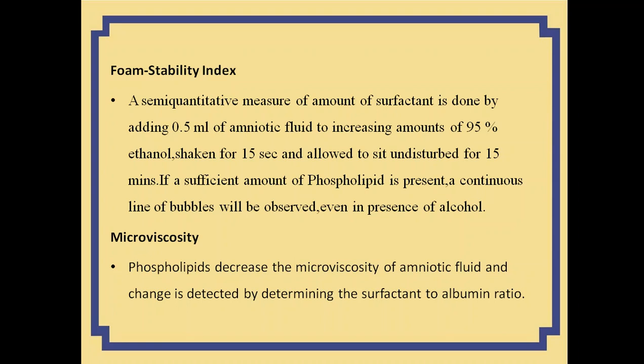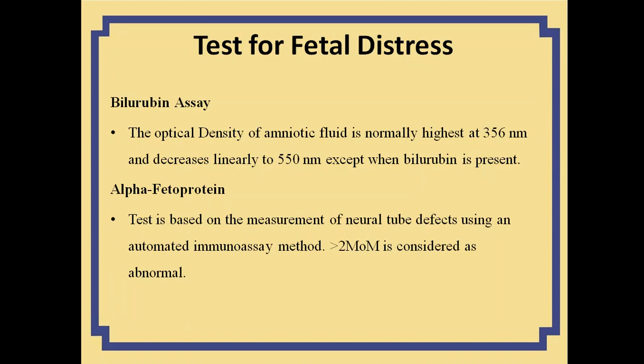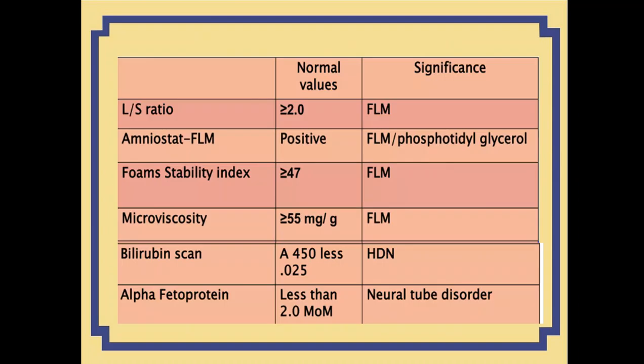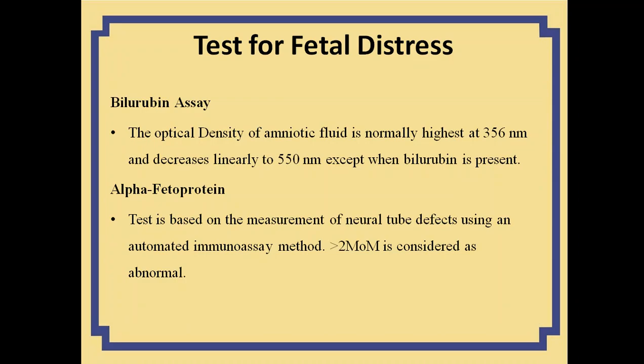Okay, so next is microviscosity. Phospholipids generally decrease the microviscosity of the amniotic fluid. In the tabular column, I have provided all the normal values and the significance. Next is the test for fetal distress. Fetal distress consists of 2 major tests, which include bilirubin assay and alpha fetoprotein.